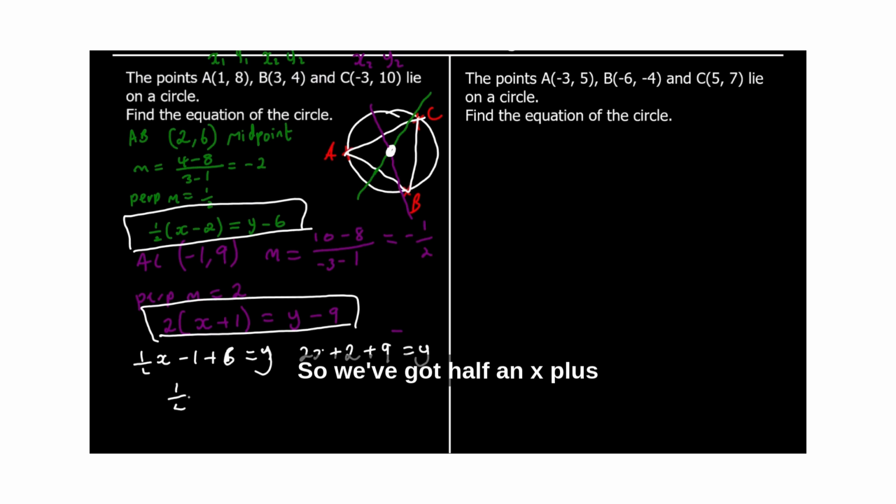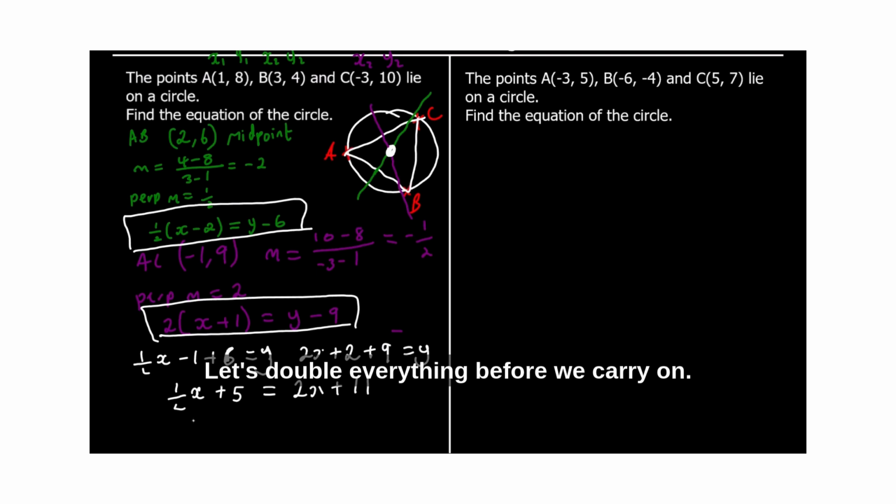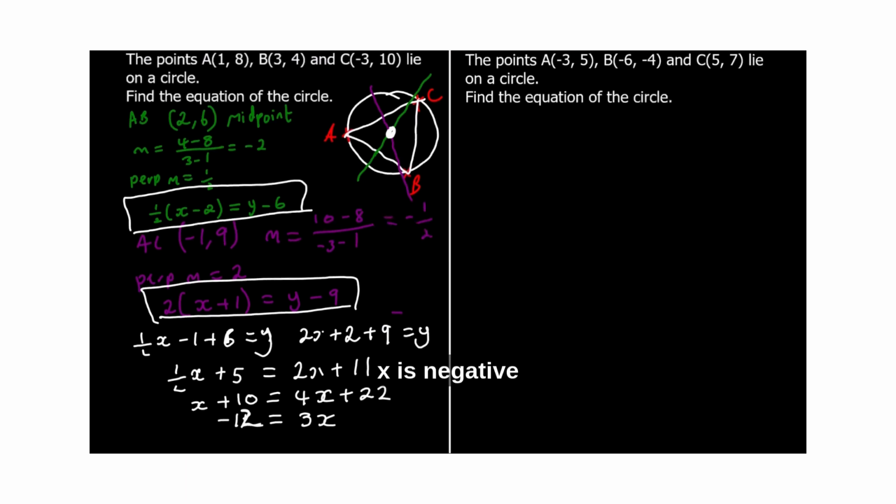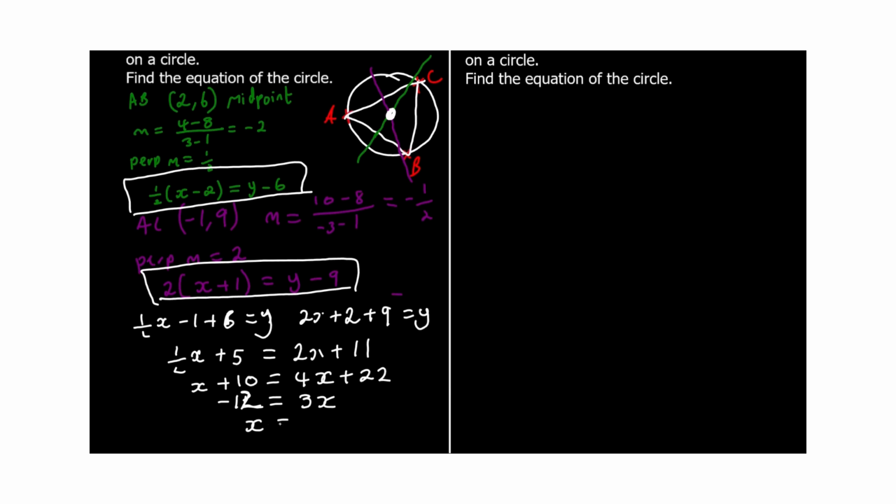So we've got half an x plus 5 equals 2x plus 11. Let's double everything before we carry on. So x plus 10 equals 4x plus 22. Take away x from both sides. Take away 22 from both sides. X is negative 4.